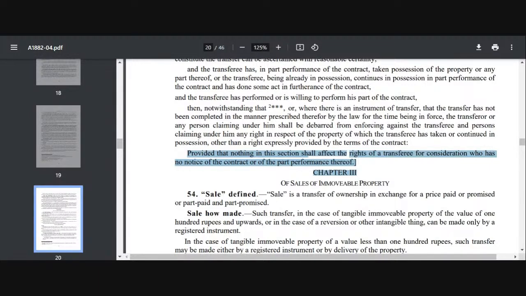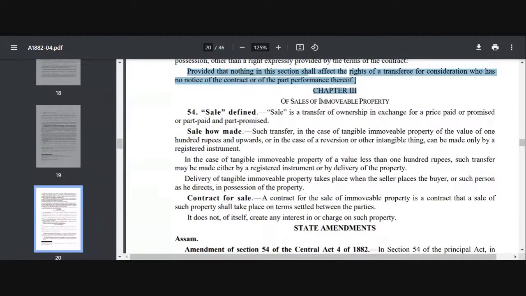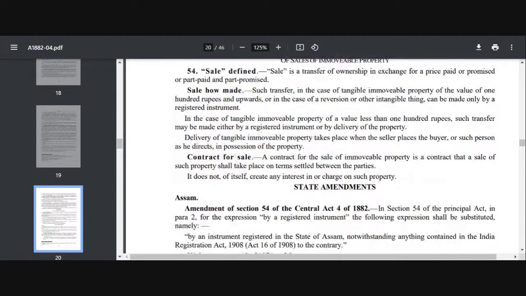नाउ कम टू सेल. नाउ सेल इज अ वेरी इजी चैप्टर. ठीक है, 54 से हमने बात करी कि 54 से 57 तक यू हैव सेल का प्रोविजन. You know what is sale? Sale का definition is given under section 54 only. It's transfer of ownership, है ना? It's transfer of ownership, and it is for a price paid.